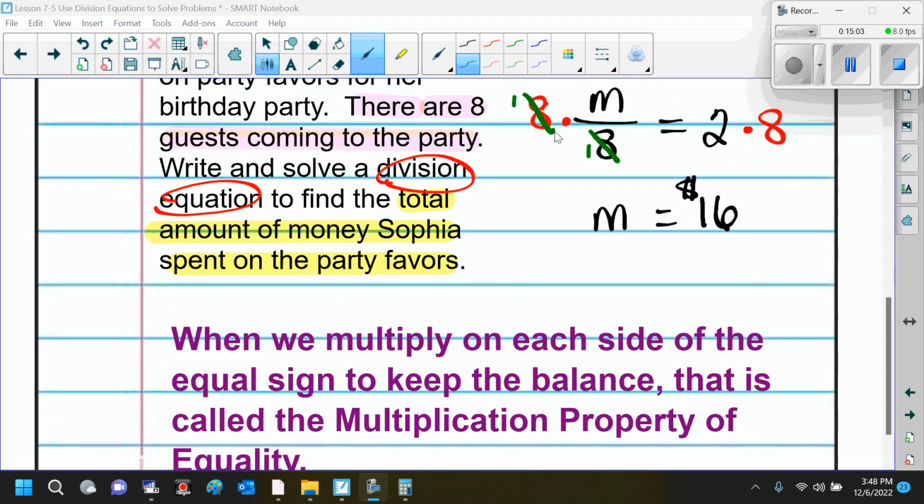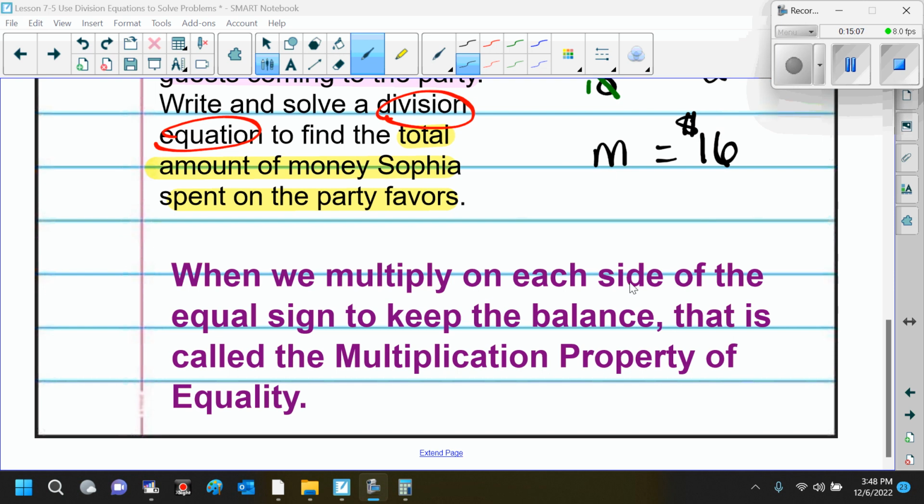Now, when you see that we're multiplying on both sides to keep the balance, when we multiply on each side of the equal sign to keep the balance, that is called the multiplication property of equality. Okay? And when you are showing your work, you need to make sure you're showing each of the properties.